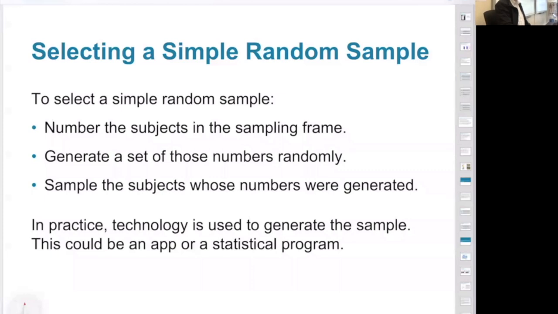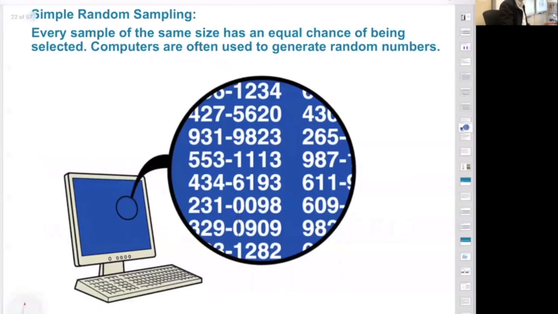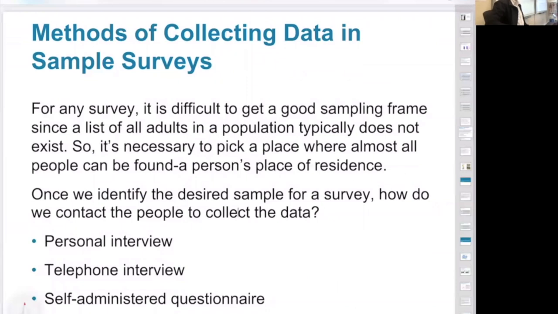So you should have the sampling frame, which means you know the number of subjects in this population, and of course you generate random numbers. Usually we use a computer to generate these numbers, and then start to select them from the list you have. As you can see here, the computer can generate numbers, and based on these numbers, you can select the subjects from the population.